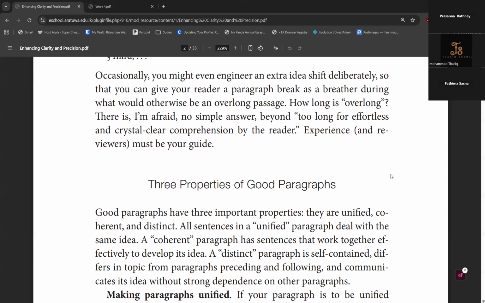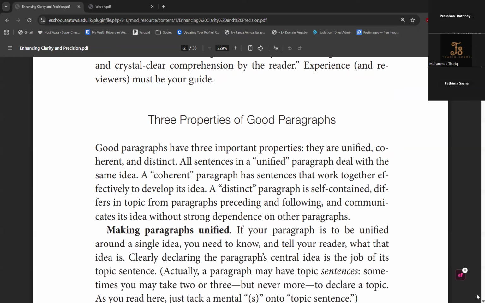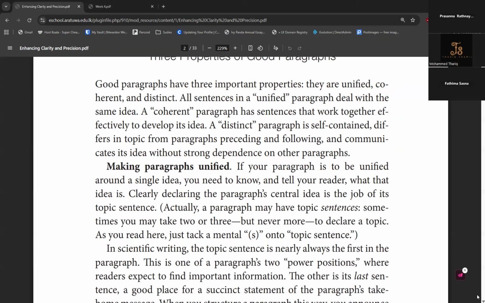And moving to the next paragraph means we are jumping either to a new paragraph or we are extending the idea given in this paragraph to a next or another direction, right? Now, this is typically the nature of paragraphs in an essay. Now, just look at three properties of good paragraphs.